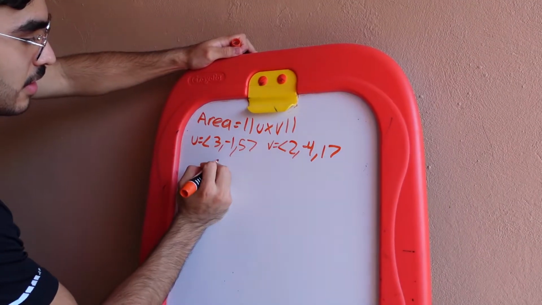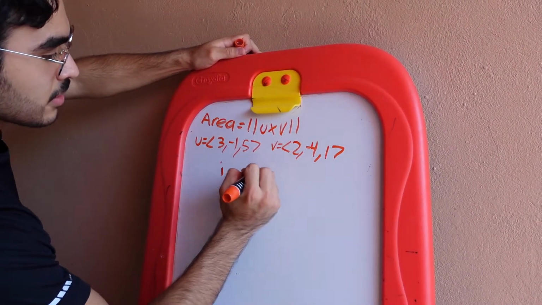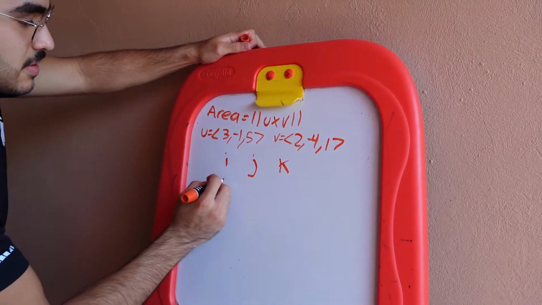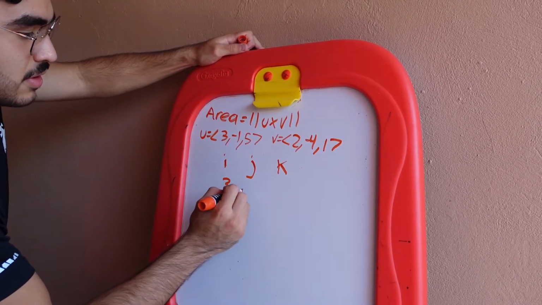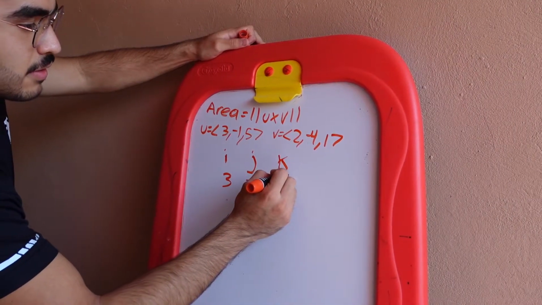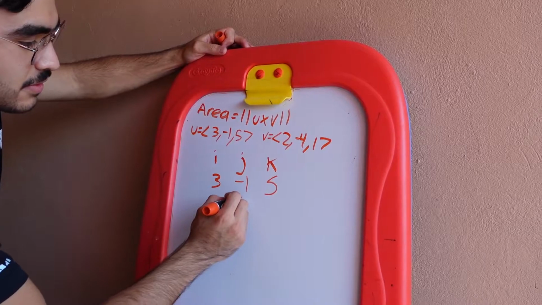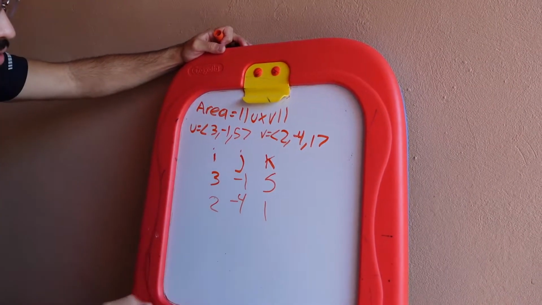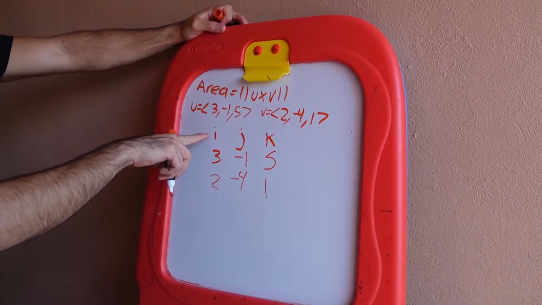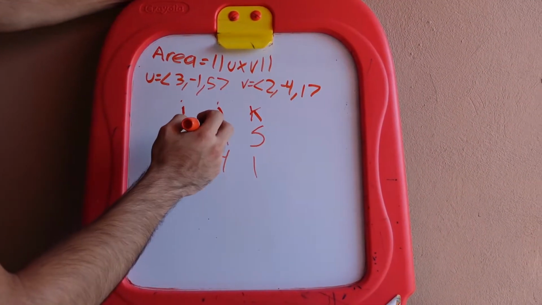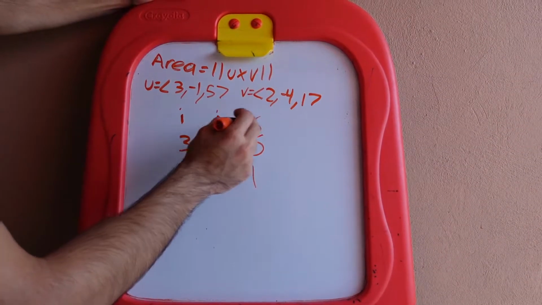We have the i component, the j component, and the k component. So you place the u first: 3, -1, and 5. And the v component: 2, -4, and 1. So if you want to find the i component in the cross product, you have to just take care of the j and the k.